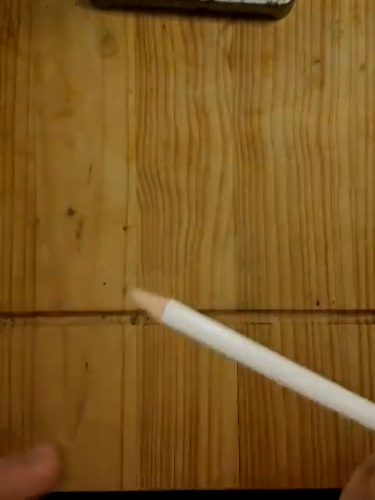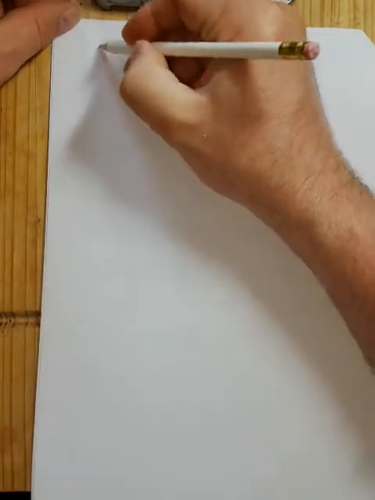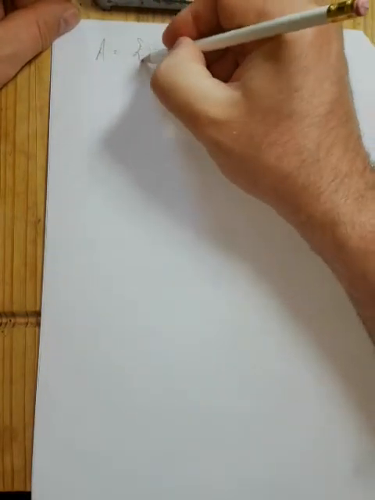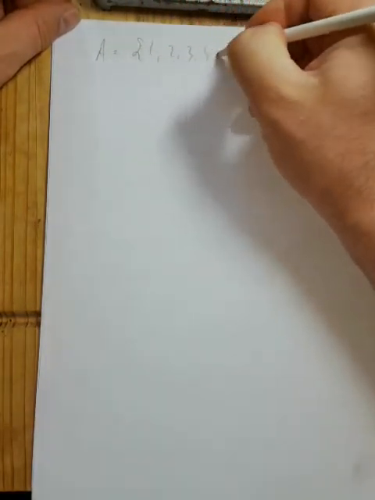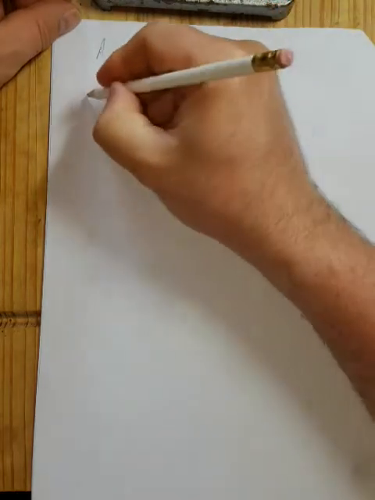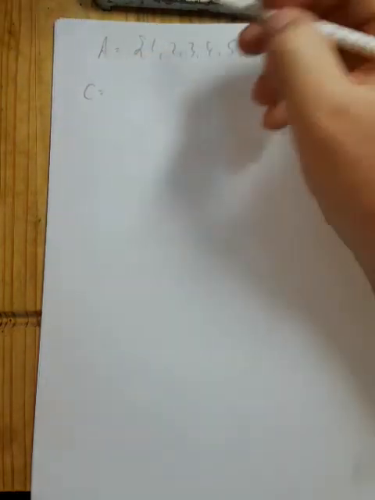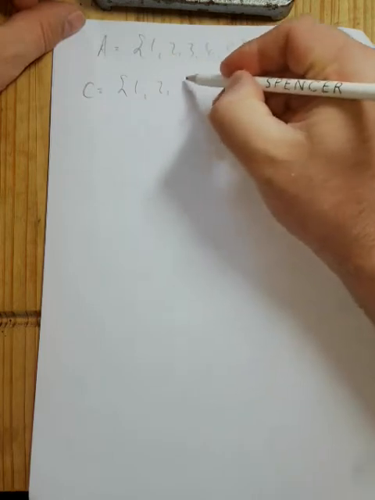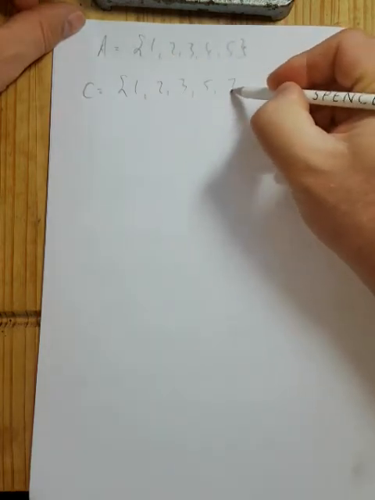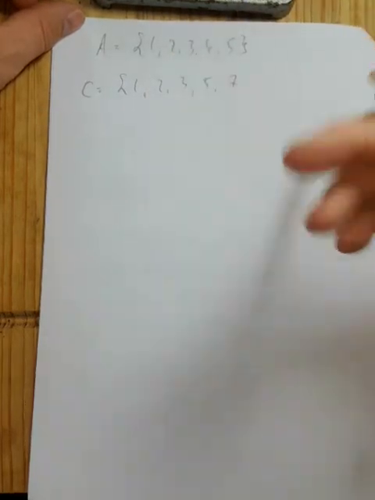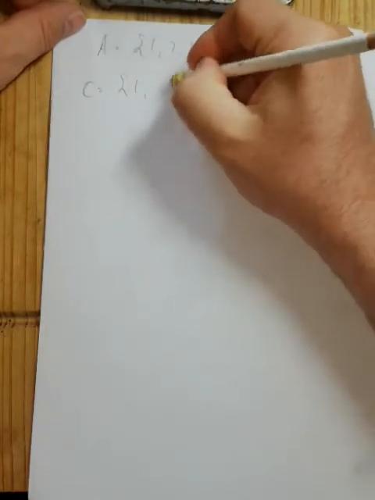What if I have, say, 2 diagrams? Or rather 2 sets. So let's say we've got the set A. We're sticking with our 1, 2, 3, 4, 5. And then I have the set C, which is the first 5 odd natural numbers: 1, 2, 3, 5, 7. No, damn it, 2 is not an odd number.